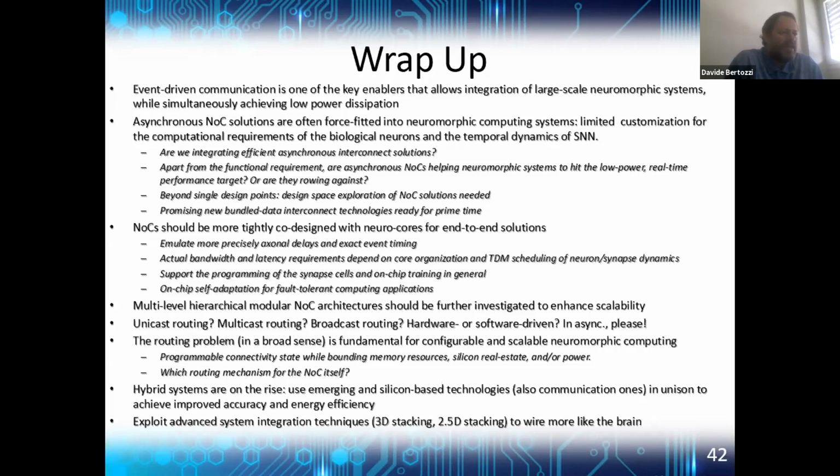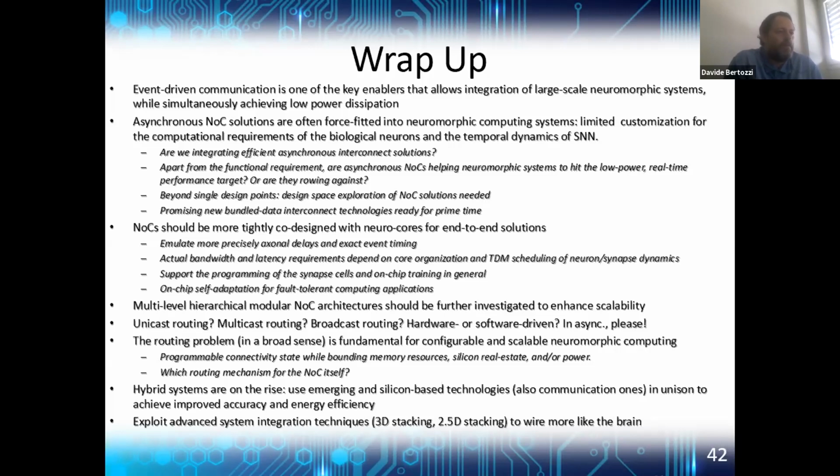The question is, are we integrating efficient asynchronous interconnect solutions? Are they helping neuromorphic systems to hit their aggressive low power targets, or are they rowing against? Moreover, we need to enlarge the capability of design space exploration and accessibility of asynchronous NoCs to the wide research community at large. However, I tried to demonstrate to you that there are promising new bundled data interconnect technologies that are ready for prime time.